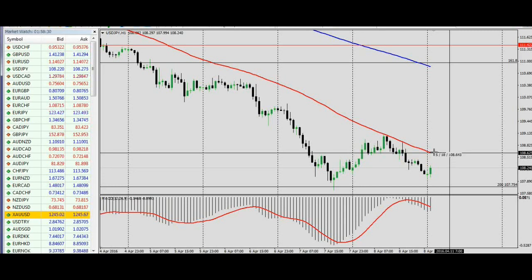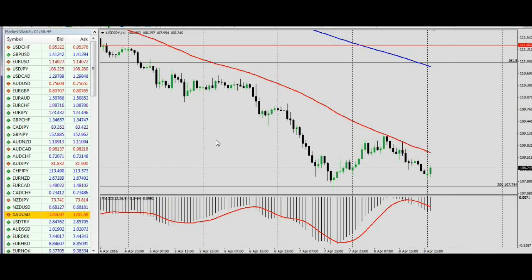This is going to be the first target, and from there onwards I'll be looking for further bullish opportunities, which will lie at the 109.33 level and further towards the level of 110. However, I do believe that there is a possibility for the pair to move further on the bearish side.